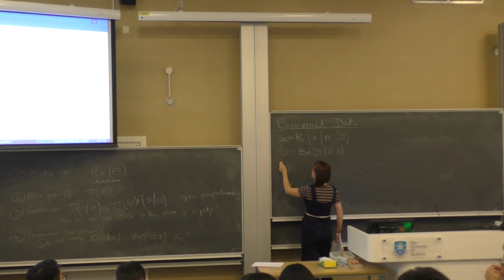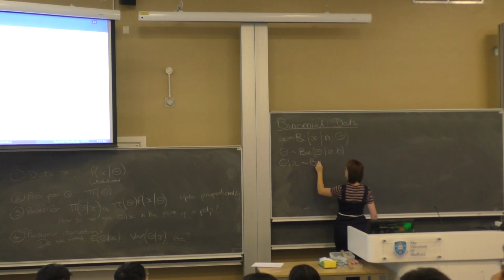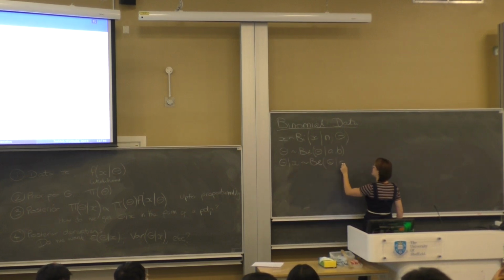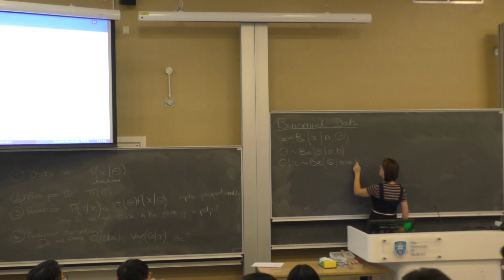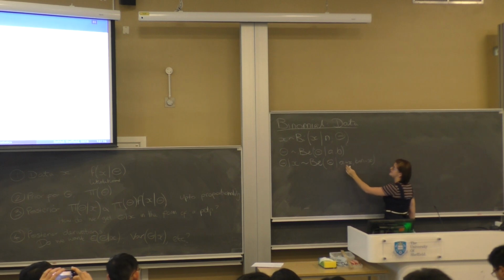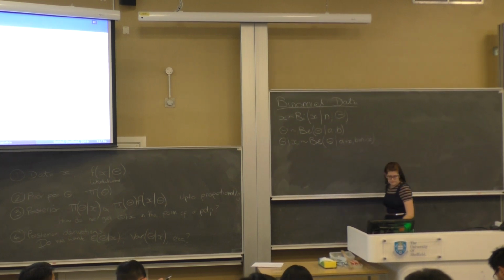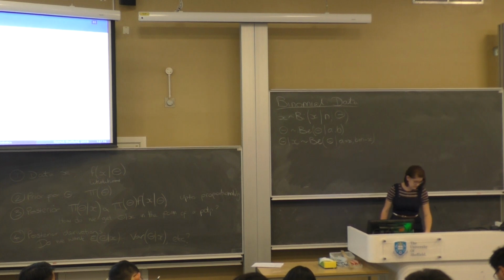And then we did this whole prior to posterior analysis where we worked out that this posterior is that we take this beta distribution and we add the number of successes that we've seen to our prior A, and we add the number of failures that we've seen to our prior B. And then we looked at some moments from that.